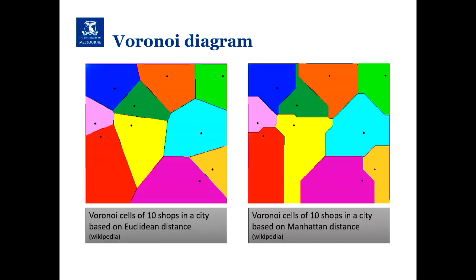Then you create something like this, where you have Voronoi cells. An example of 10 shops in a city, based on Euclidean distance. Again, you have the edges of the map. But as we know, we don't have to calculate distance only using Euclidean distance. We can also use, for example, Manhattan distance. We think about the street network. So the shapes, the borders, would look different.